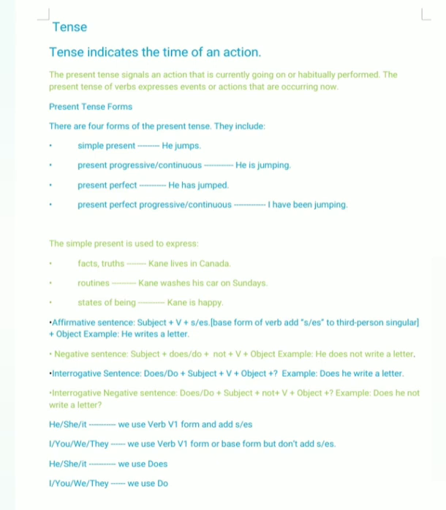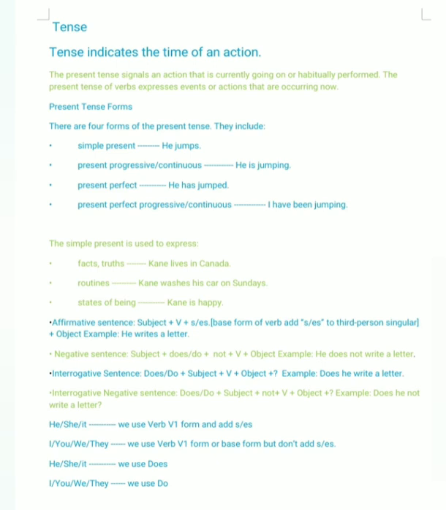Now for writing an interrogative sentence in simple present, what do we have to write first? We have to write first does or do, then subject, then V1 form, then object, and obviously we have to put one question mark at the end, like does he write a letter?